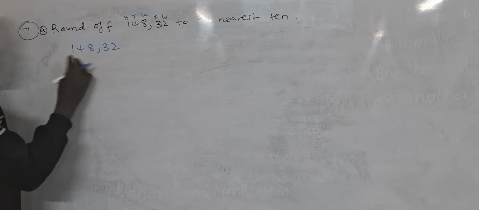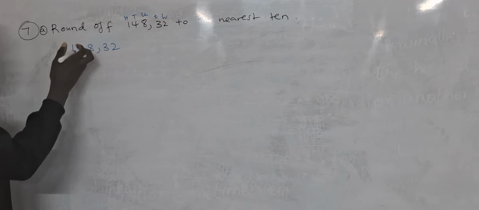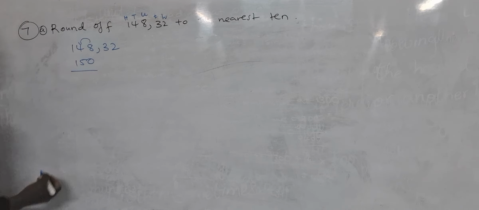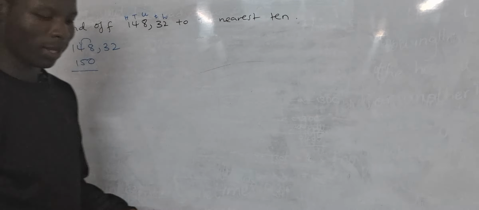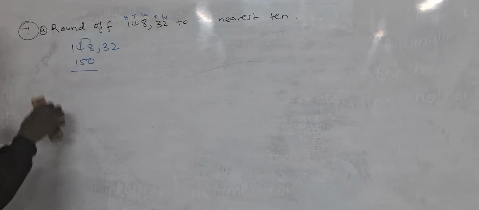So if you want to round this number to the nearest 10, you look at the unit. This number is greater than 5. If it is greater than 5, what do you do? You add 1 to this number. So the answer is 150. So if you round off this number to the nearest 10, the final answer is 150. Let's move on to B.